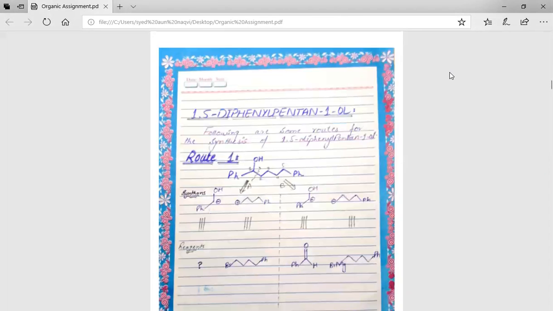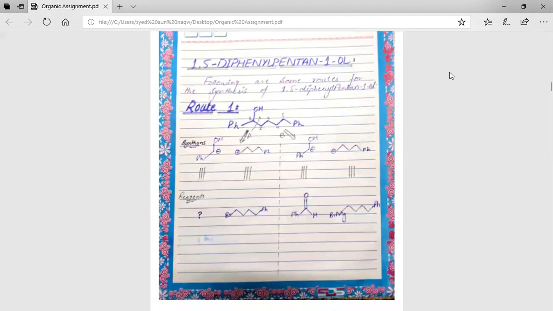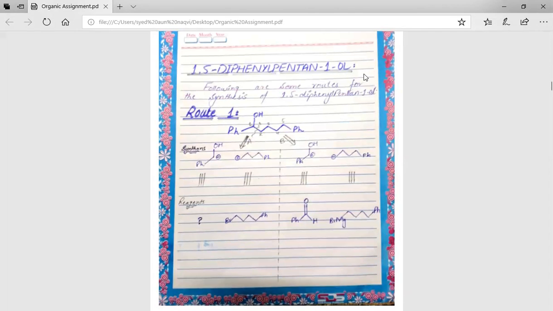So first of all, moving towards the first compound, 1,5-diphenylpentan-1-ol. The retrosynthetic analysis of 1,5-diphenylpentan-1-ol may have multiple routes. We can break the bond between the carbon and the phenyl group at carbon number one from here. The next possibility is listed as route one. The next possibility will be between carbon number two and three.